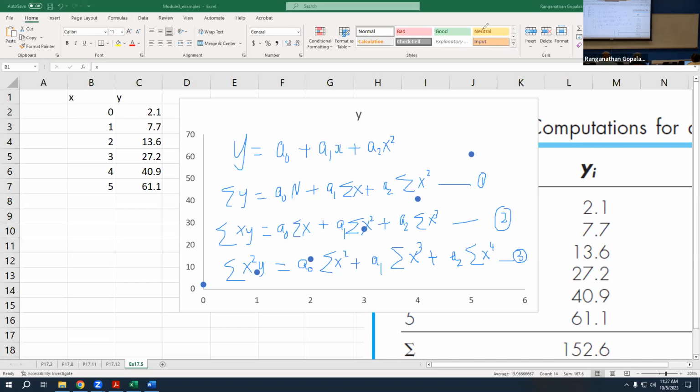All right, so now you need to compute these summations using the data. So you're going to set up additional columns. You're going to set up columns for x and y, then xy, x squared y, x squared, x cubed, x to the fourth, and their summations. So you'll have to add more columns, which I want you to do.